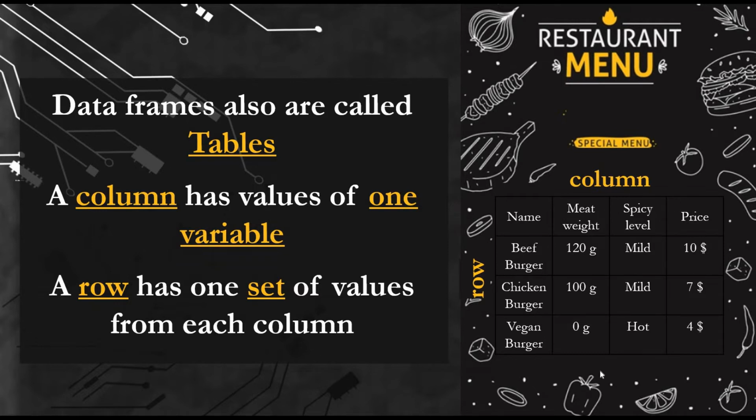So here, for example, in our table, we have columns and rows. Each column has values of one variable. For example, in this column, we have the sandwich name. And each row has one set of values from each column. For example, here we have the beef burger. It has 120 grams of meat, the spicy level is mild, and the price is $10.